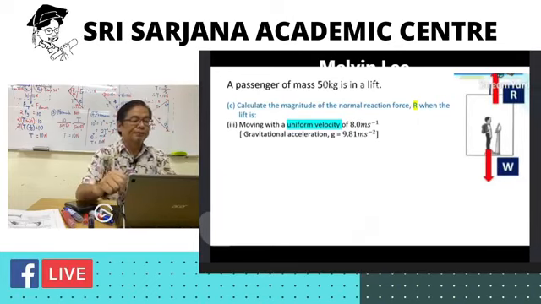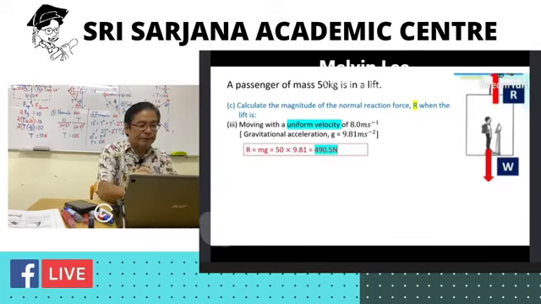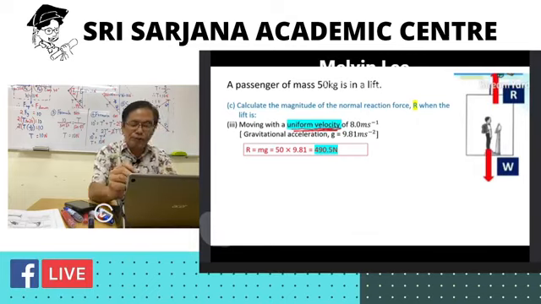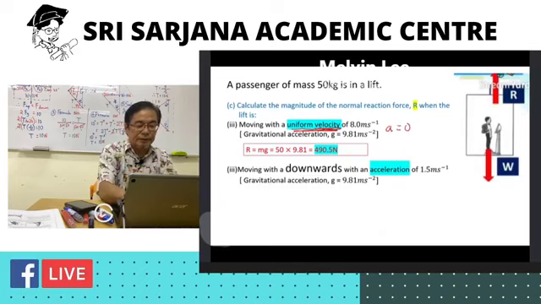Okay, now let's move. Calculate the magnitude of the normal reaction when it's going down. Let's read. Calculate when the lift is moving with a uniform velocity. Uniform velocity meaning what? Uniform velocity meaning your reading equals W equals mg. Clear? Because remember a is equivalent to 0, betul? That's why it will be equal to mg.